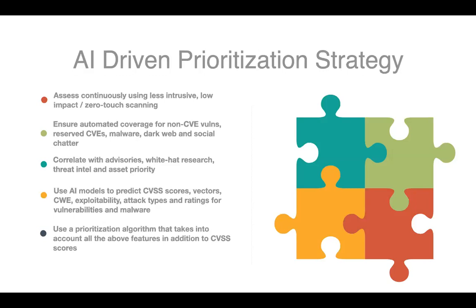Ensure coverage, correlate with those different advisories, who said it, where they say it, how many times they said it, and so on. And then apply those AI models to predict the CVSS score and essentially say, how likely is this to be bad for me? That's where the AI says what you should do now versus what you should do later. The last point there is to prioritize them based on an algorithm that takes into account all of those things.